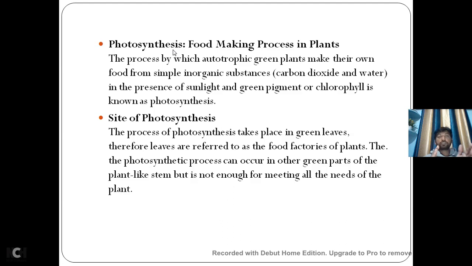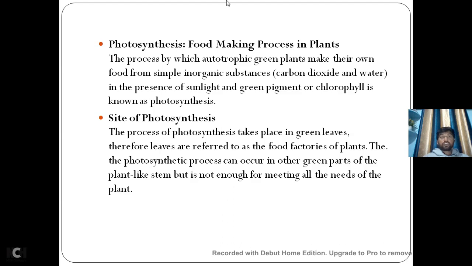The photosynthesis process will occur, and the chlorophyll pigment will trap the sunlight, and the plant will utilize the carbon dioxide and the water, and it will make the food, which is nothing but glucose, and it will also release the respiratory gas of animals, nothing but oxygen, right?